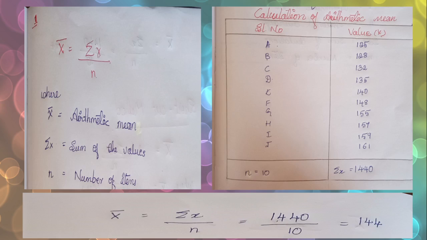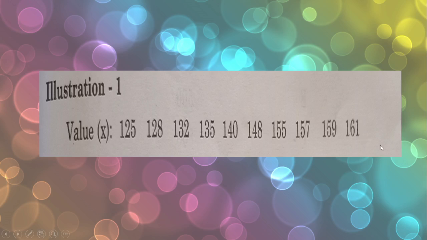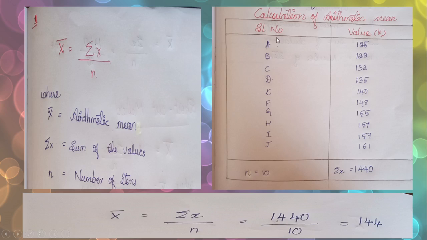It's the simplest problem that I have tried for arithmetic mean. I'll repeat the steps now. They have given the values that we have considered as x. I put the serial numbers and the x values here. I have taken the total of x values, that is 1440. Our formula is x bar equals summation x divided by n. So 1440 is our summation x and the n value is 10.